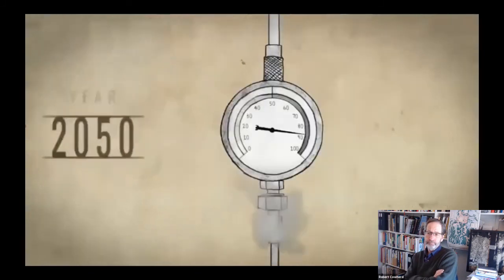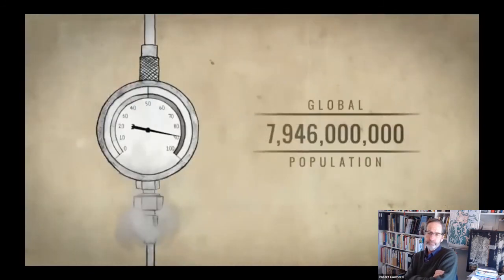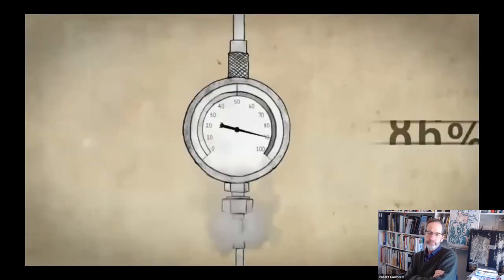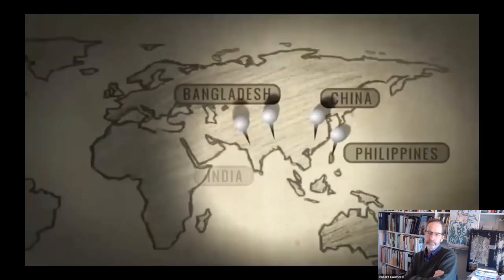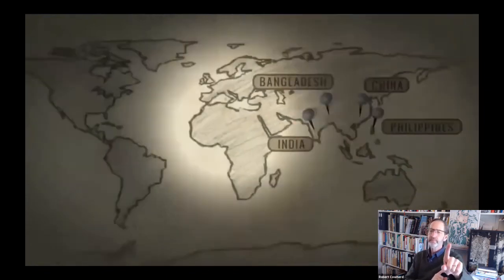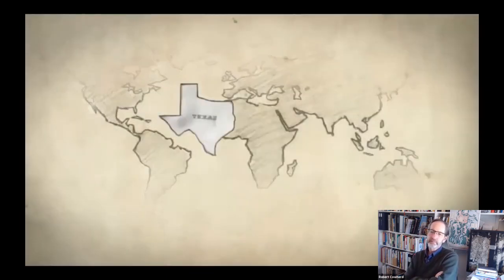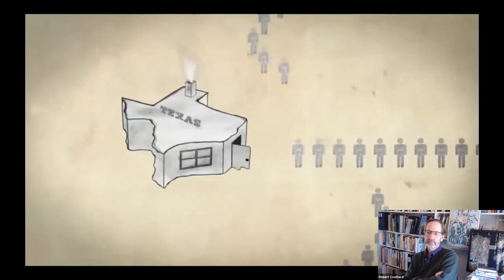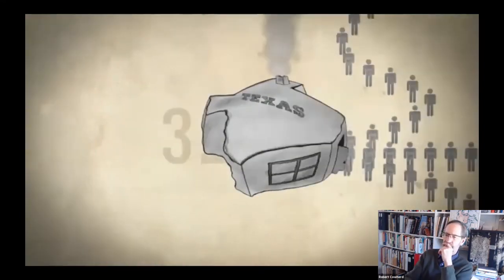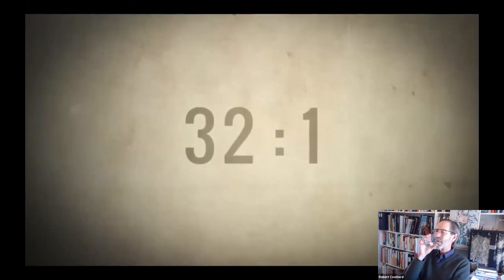86% of this, in other words, almost 8 billion people, will be in the developing world. The thing is, the actual number of people is not in itself an issue, except in some very densely settled countries. In fact, you could fit the entire population of the world into the state of Texas, although not very comfortably. In world population terms, what really matters is a simple ratio, 32 to 1.